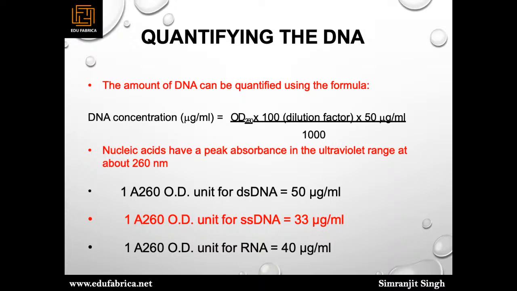So for double stranded DNA, 1 OD at 260 is 50 microgram per ml. For single stranded DNA, it's 33 microgram per ml. For RNA, it's 40 microgram per ml, like so.